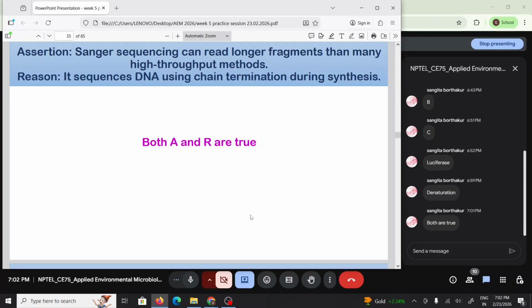Exactly. In Sanger sequencing we can read longer DNA fragments because it's all about chain termination at one point, and then we do gel electrophoresis and elucidate the sequence. So it can read longer fragments than many high throughput methods. High throughput methods can sequence a large number of samples at the same time. In Sanger sequencing the process can be slower, but it can read longer fragments than high throughput methods, which can process a large number of samples but not as long.